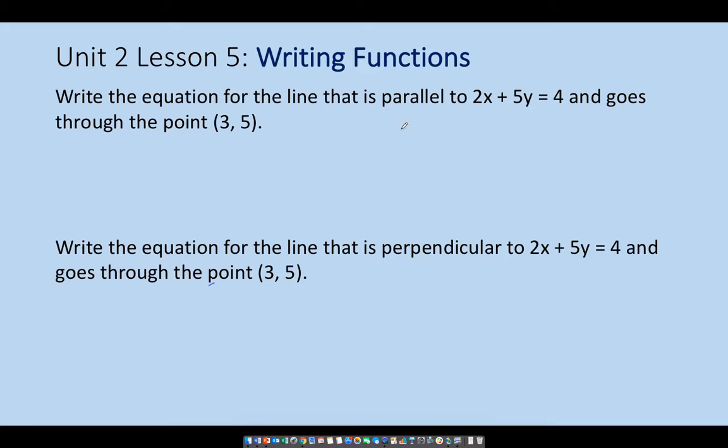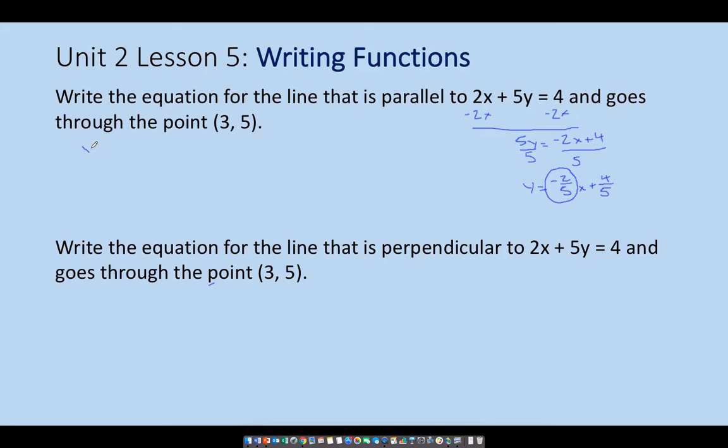So I'm going to have to turn this into slope-intercept form. I'm going to subtract 2x from both sides. And now I've got 5y equals negative 2x plus 4. Divide both sides by 5, and y equals negative 2/5 x plus 4/5. Not really caring too much what the y-intercept is, because the goal right here is just the slope. The slope is negative 2/5.